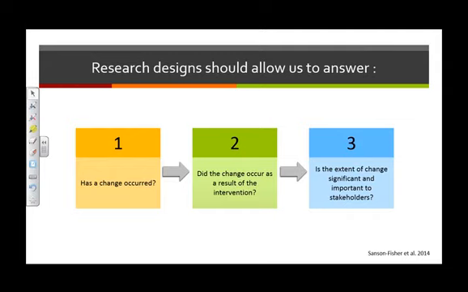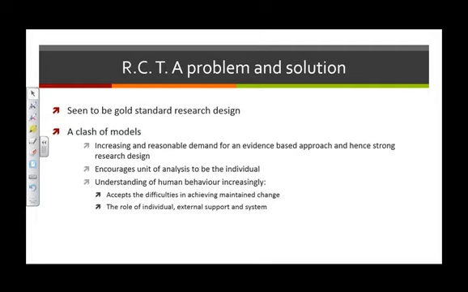Sometimes it gets worse. And we assume that because we're caring, because we're trying to do the best we can, our product is always going to make it better, but it doesn't. There's lots of data about this. Did the change occur as a result of the intervention? Not just did the change occur, but did it change as a consequence of what you did? Not something else, but what you did. And then, is the change significant or important?